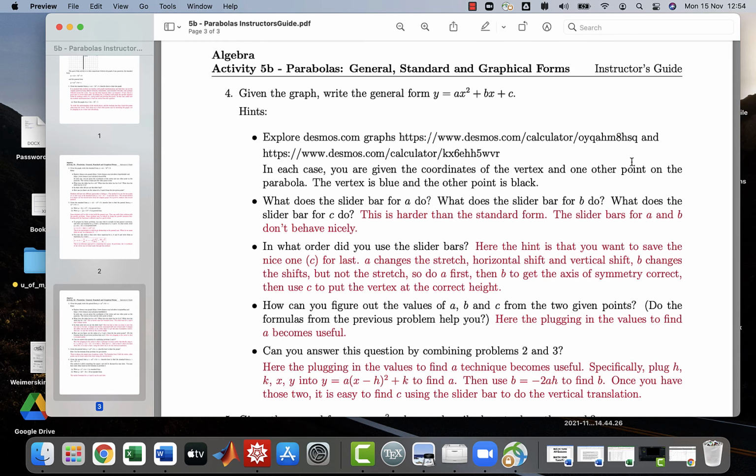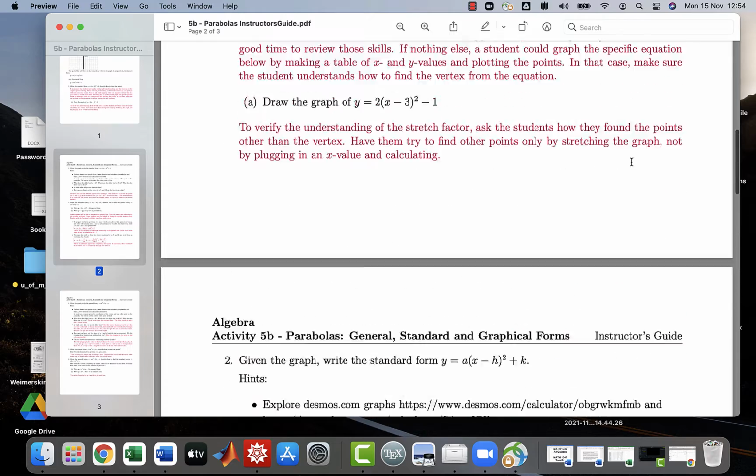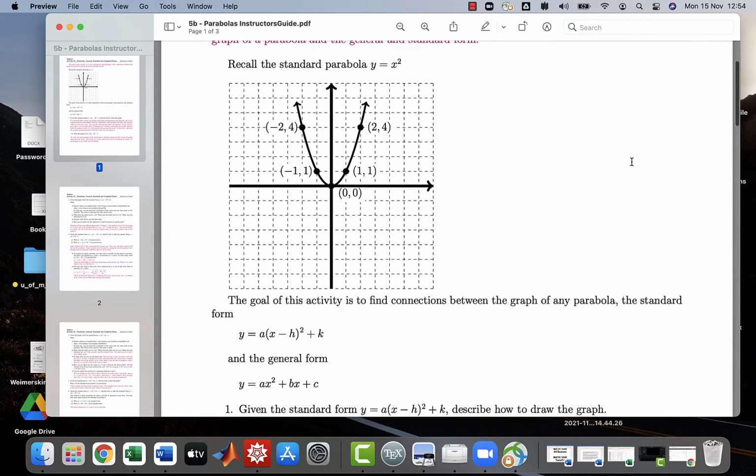Getting from the graph back to the equation is a good thing to do. So that's quiz I-5. Maybe we review this next Tuesday. So we'll do this activity on Thursday, November 18th, then Tuesday, November 23rd is the time for quiz I-5 to do.